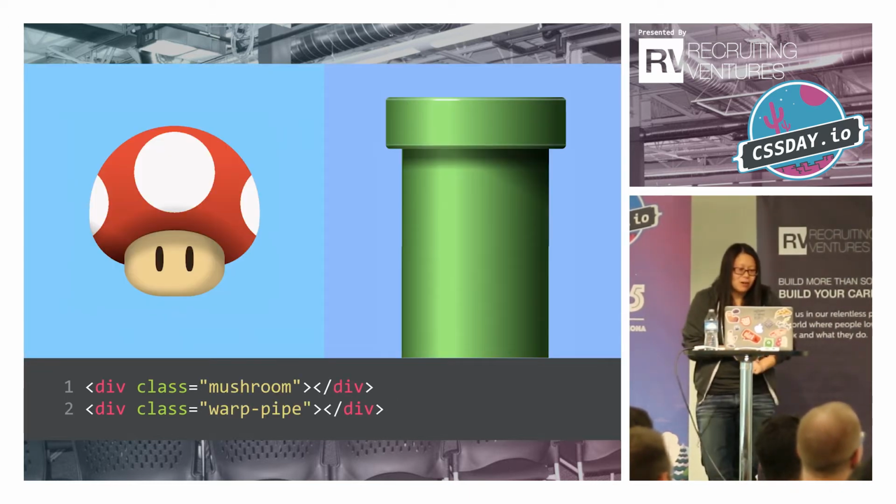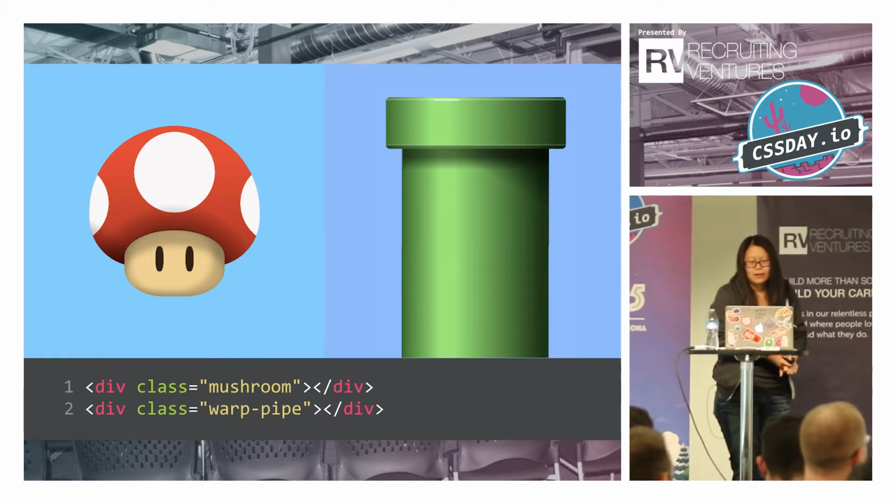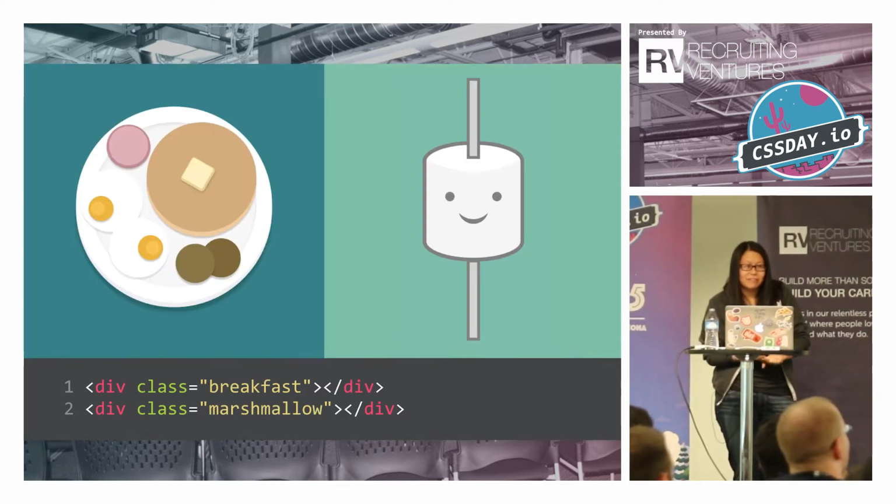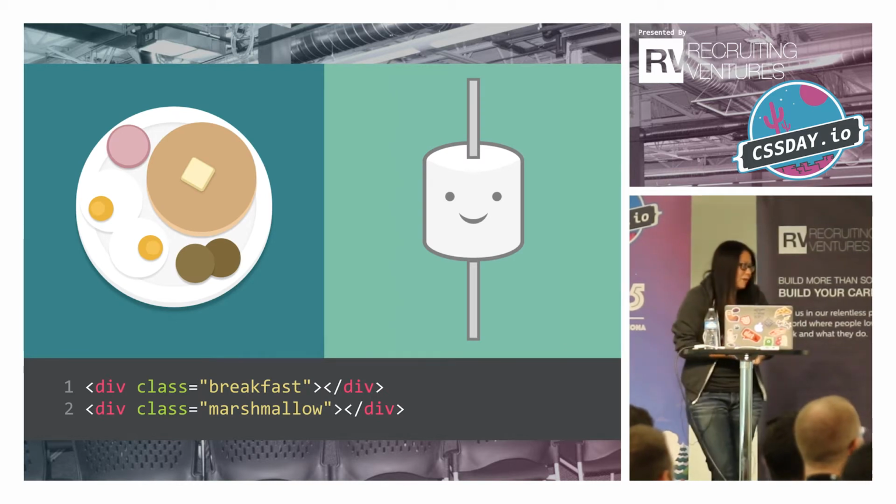A couple single div Mario illustrations, so a mushroom and a warp pipe. For fantasy nerds in the audience, a single div TARDIS and a Hobbit door. I'm a big fan of food, so got some breakfast and a fun, happy marshmallow.